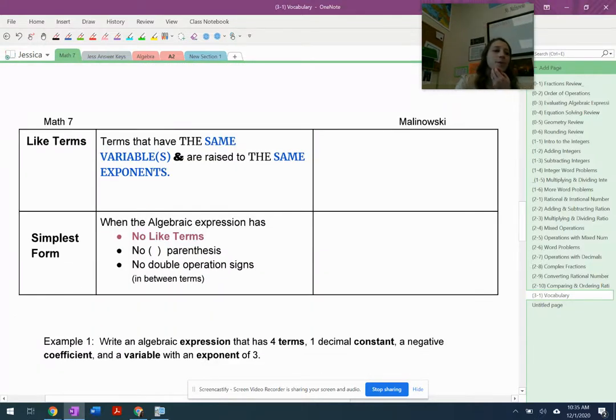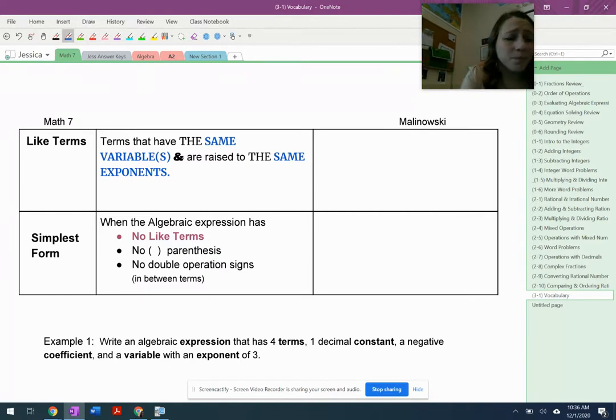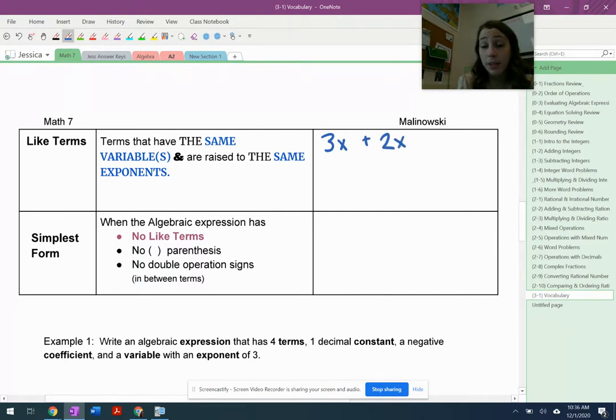Now, like terms. Like terms are terms that have the same variables and the same exponents. They have to be raised to the same exponents. So, for example, if I'm looking at something like 3x and 2x, those are like terms. They have the same variable, x, and they both have the same exponent of 1. If I look at something like 2x squared plus 4x squared, those are also like terms. Again, same variables and the same exponents.